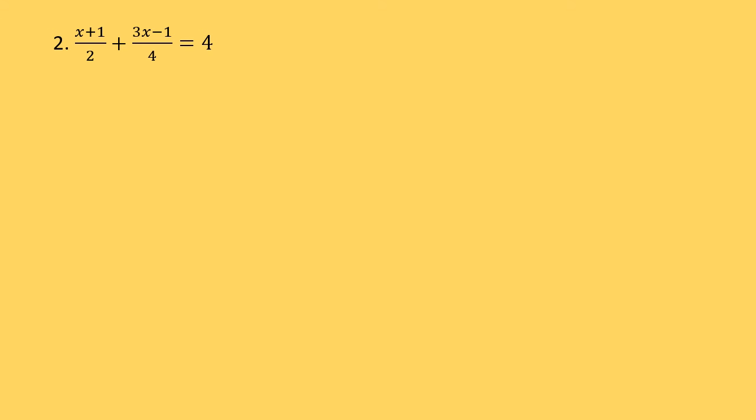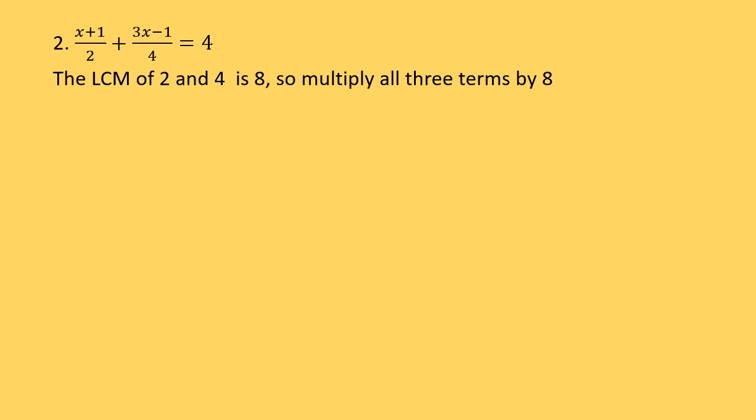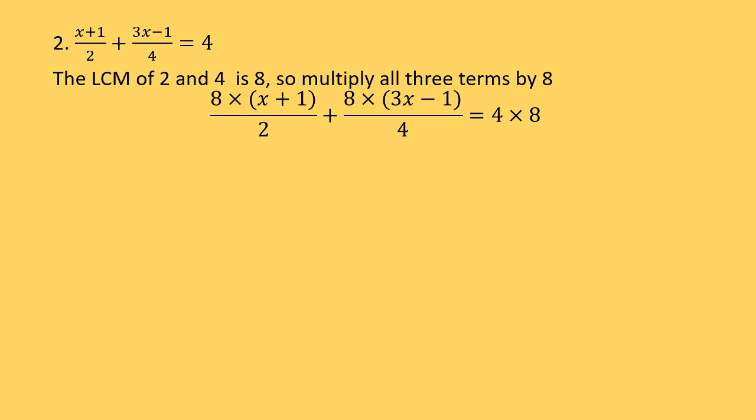Hard examples may involve more terms. x plus 1 divided by 2 plus 3x minus 1 divided by 4 equals 4. First, the LCM of 2 and 4 is 8. So multiply all three terms by 8. When we are multiplying it like this, we can cancel them like 2 times 4, 2 times 1. 4 times 2, 4 times 1.